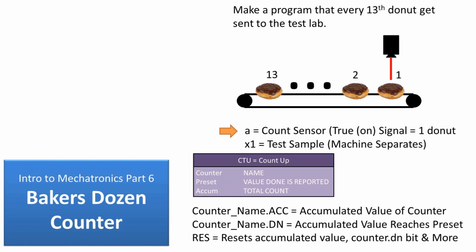Our input will be a counter sensor which is true or on when a donut passes through the sensor beam. And our output will be a test sample indicator which we want to be energized once the sensor senses the 13th donut passing through. Okay, so I've given you everything that you need to complete the ladder diagram program. You may want to pause here and try it out for yourself.